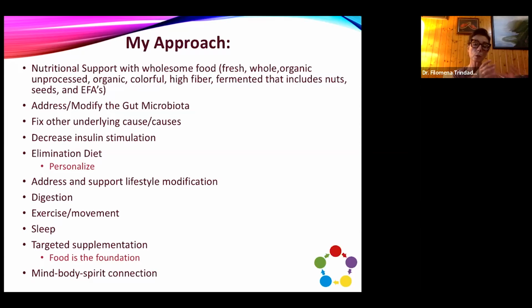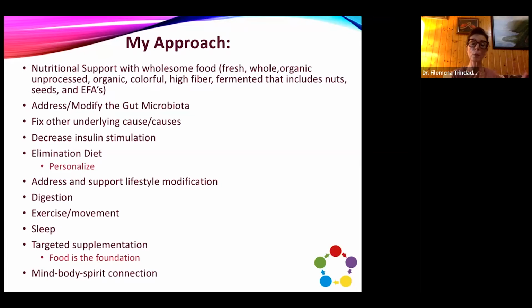So you're going to start with your basics, and then you're going to address or modify the gut microbiota. You're going to try and fix the underlying root causes, because there may be more than one. You're going to decrease insulin stimulation. You're going to utilize and personalize the elimination diet. And you really are going to address and support lifestyle modification. And you're going to focus on digestion with how many times they chew their food. In addition, we're going to discuss just what type and how much movement they're going to be doing, as well as sleep. Then we're going to develop our targeted supplementation. But that is to augment all these other changes that we've already done.